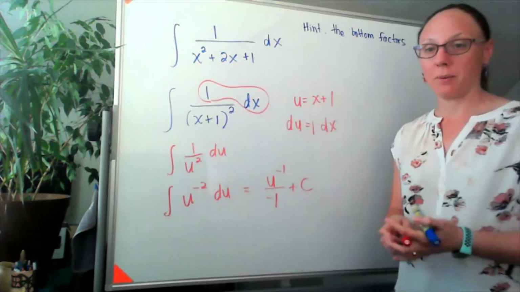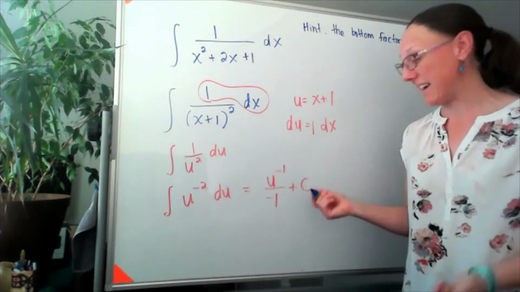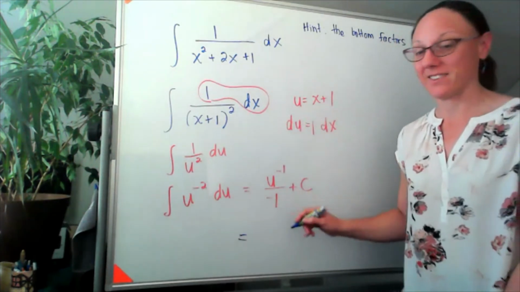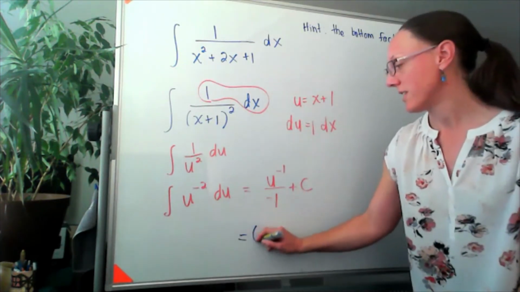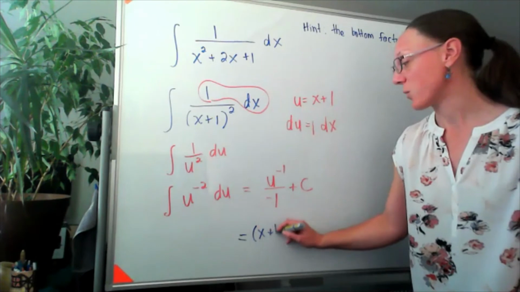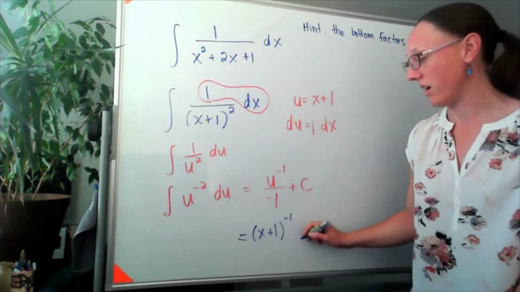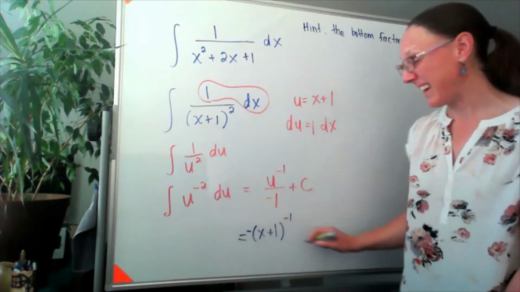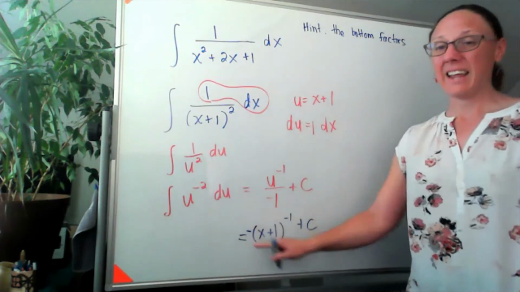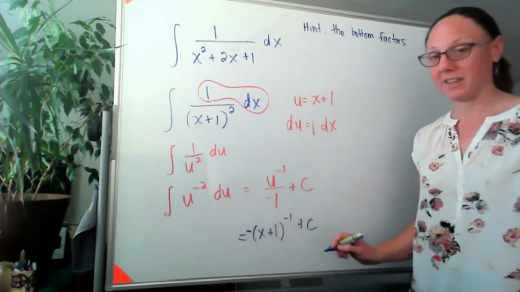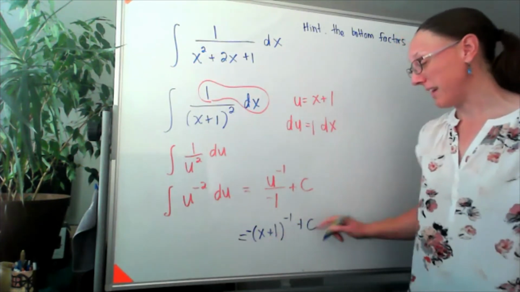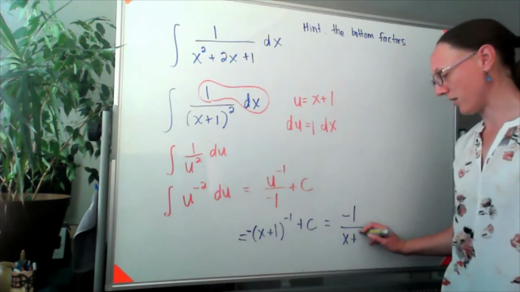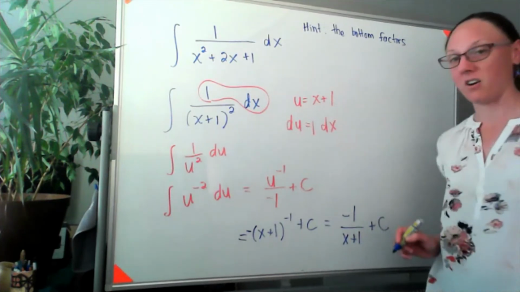And then wrapping it all back together, because the question was asked in terms of x's, I need to return my final answer in terms of x's. So I'd have x plus 1 to the negative 1. And dividing by negative 1 is the same as just making it negative. And the more common way to write this would be to eliminate that negative exponent by writing this as negative 1 over x plus 1 plus a constant.